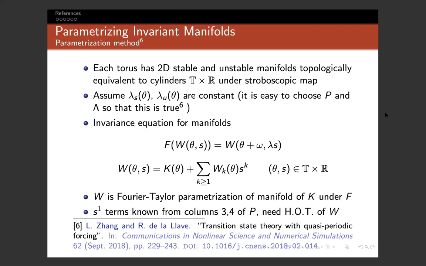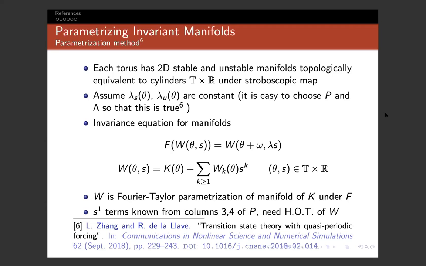And so now what we want to do is parametrize w of theta and s using a Fourier-Taylor series. Of course, s is the parameter in the stable and unstable directions, and theta is along the torus. The constant term of this Fourier-Taylor parametrization is going to be k of theta. And when I say constant, that's constant in terms of s, right? So the s to the 0 term is k of theta. And then we want to find the s to the k coefficients for k greater than or equal to 1.